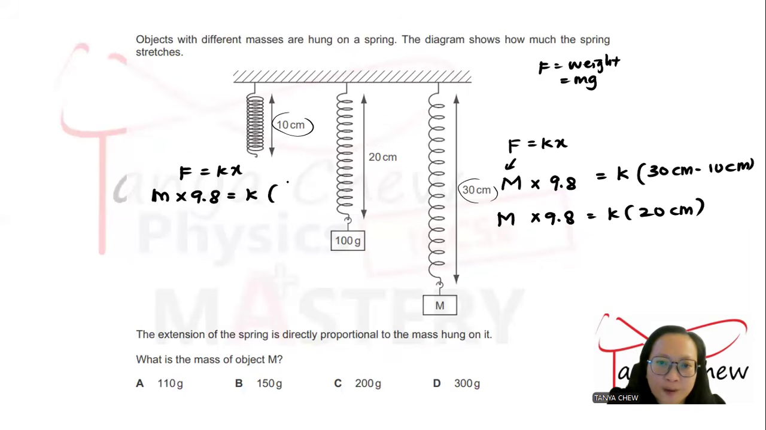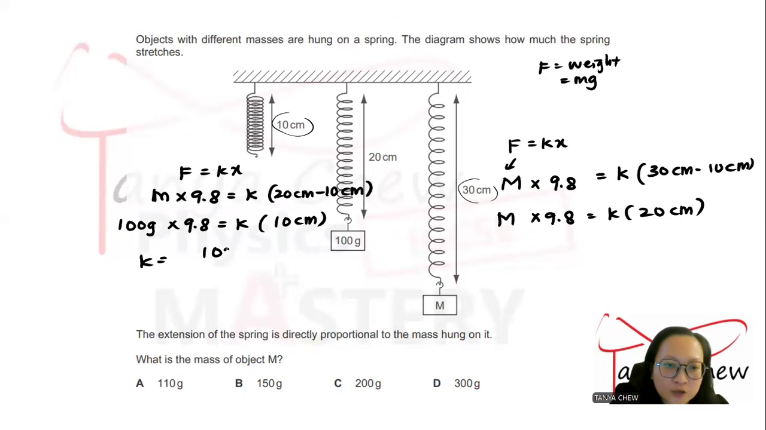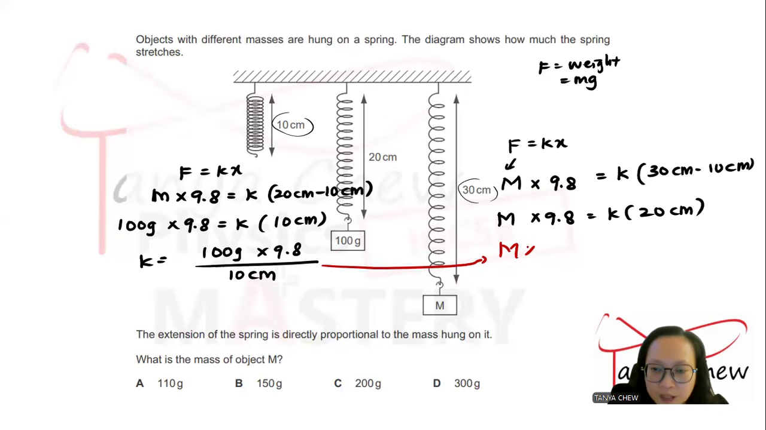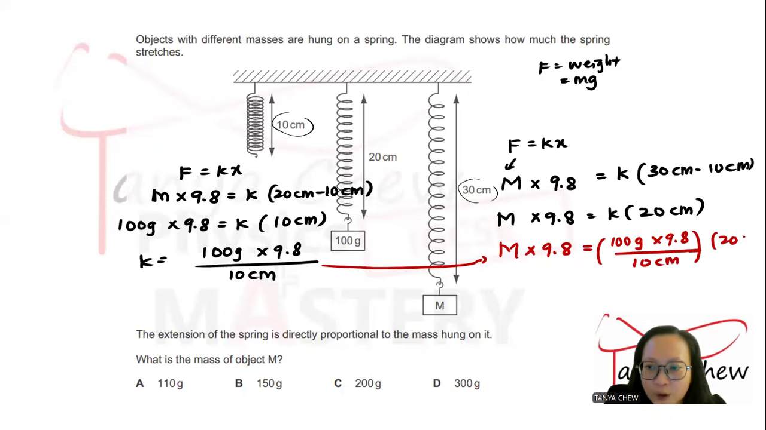these two. When 100 gram is being hung on a spring, this is 20 cm minus 10 cm. So mass, this is 100 gram times 9.8 equals to K times 20 minus 10, this is 10 cm. So K value is equal to 100 gram times 9.8 over 10 cm. I sub into this equation. So M times 9.8 equals K. I'm going to sub it in with 100 gram times 9.8 divided by 10 cm and times 20 cm.